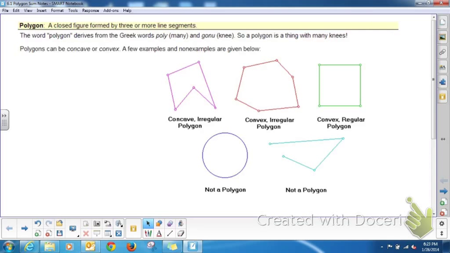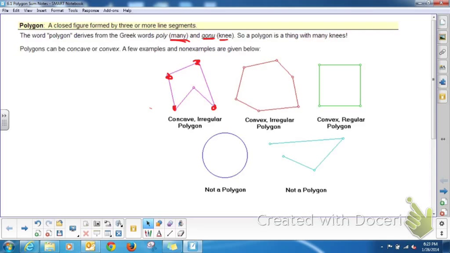So the word polygon derives from the Greek words: poly is many, and gonu is knee. So a polygon is a thing with many knees. It's got all these bends in there, otherwise, in our world, known as vertices, right?